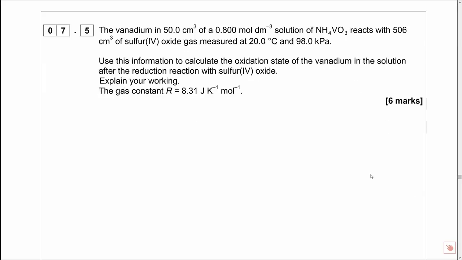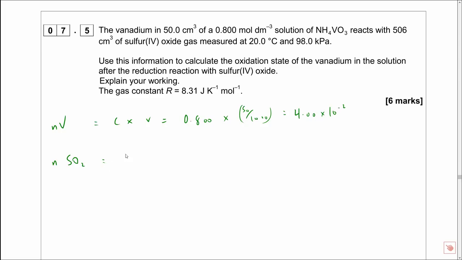Okay, what you can do is, with 6 marks here, the only saving grace is that you can get 2 marks by doing really simple maths. So you could work out the moles of vanadium, and you can work out the moles of sulfur dioxide, SO2. The first one's really easy. Moles is concentration times volume, so it's going to be 0.8 times 50 over 1,000. Reasonably easy. One mark. You scored a mark. That's 4 × 10⁻².